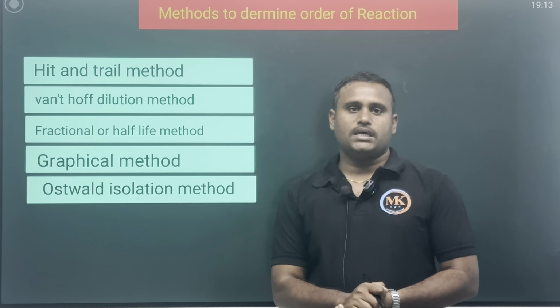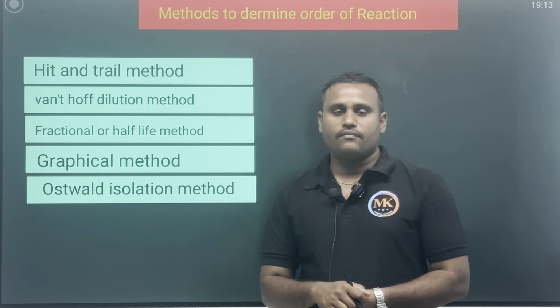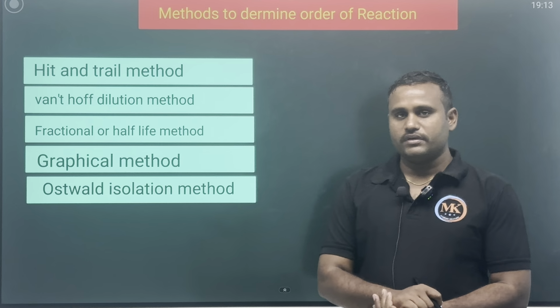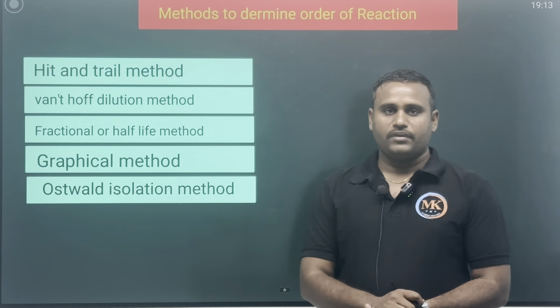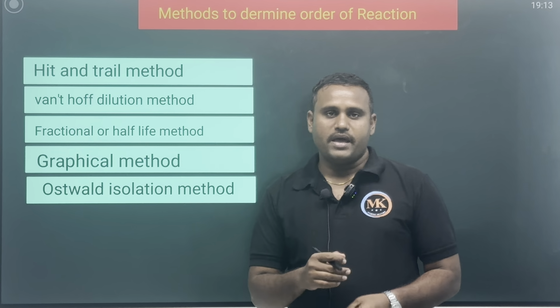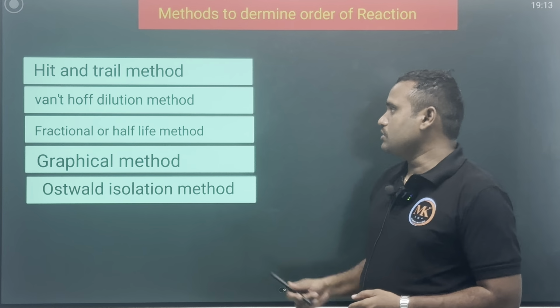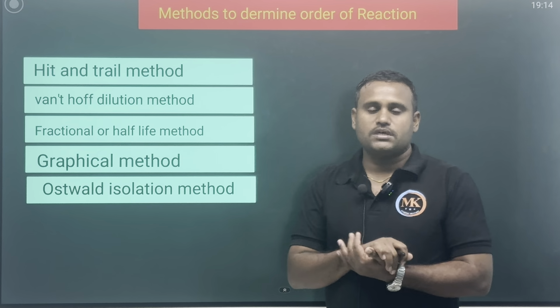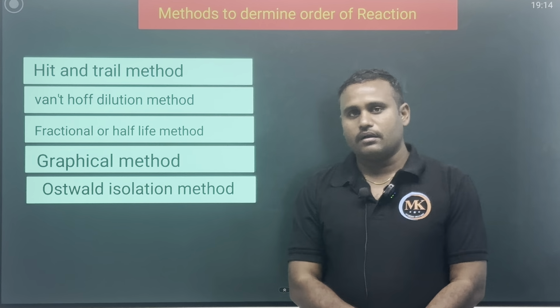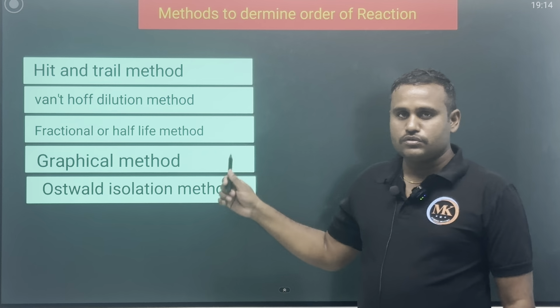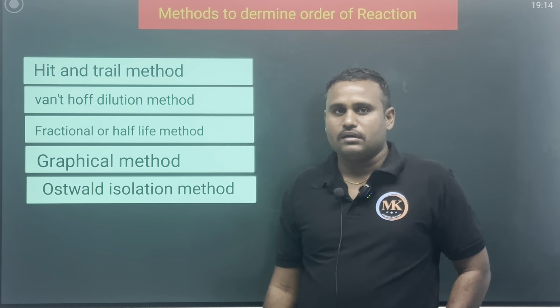In this video, I am going to explain the methods to find the order of reaction. In previous classes, I told that order of reactions and rate equations can be written only by experimental methods. These are the experimental methods which are used to find the order of reaction and also to write the rate equation or rate law.